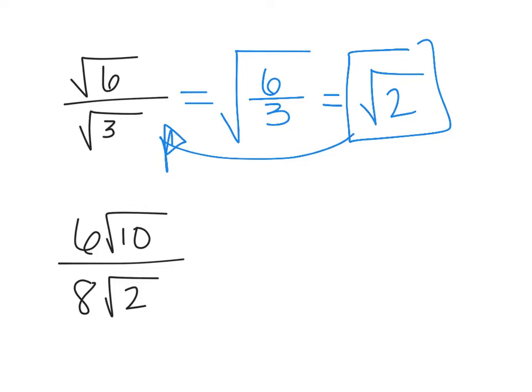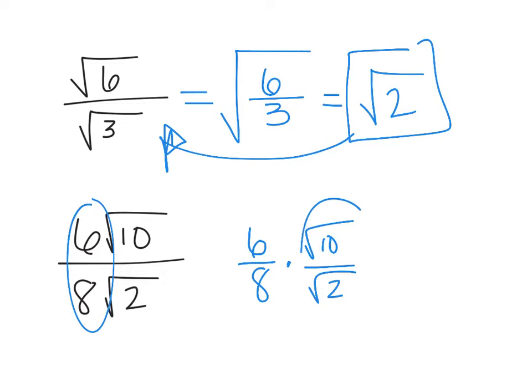Okay, so the next one, we have 6 square root 10 divided by 8 square root 2. So on this one, you can split it up into two fractions. I'm going to pull this out, 6 over 8 times the square root of 10 over the square root of 2. And then this part I'm going to rewrite as, so I'll still have my 6 over 8, and then the square root of 10 over 2.